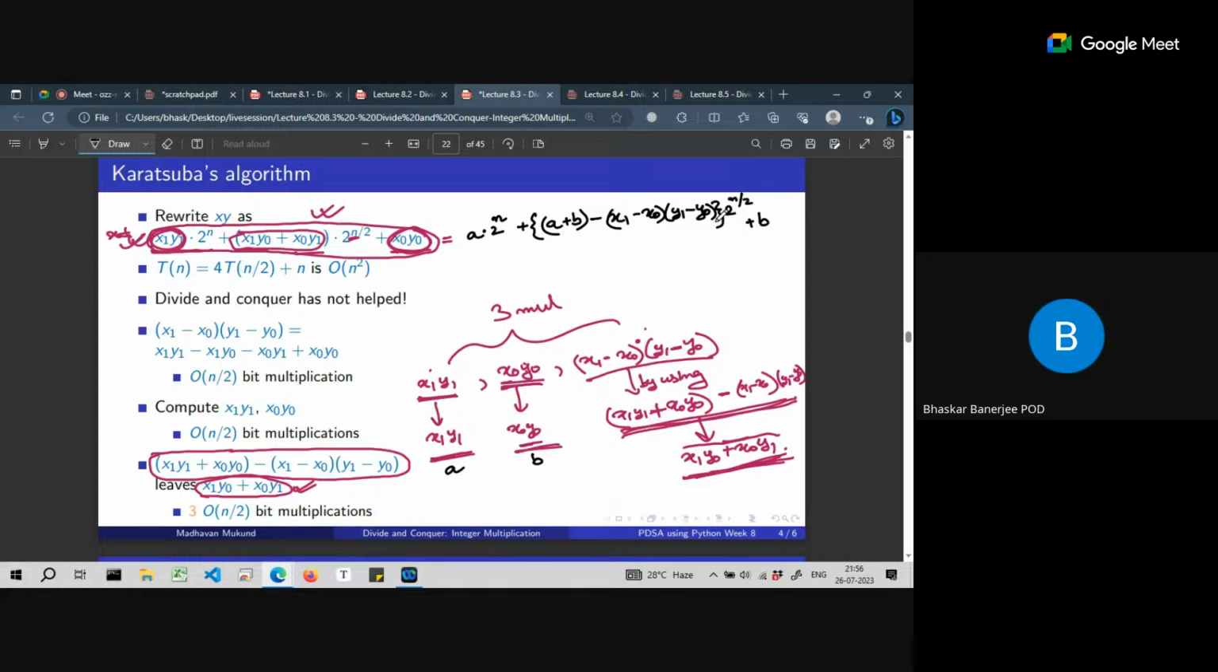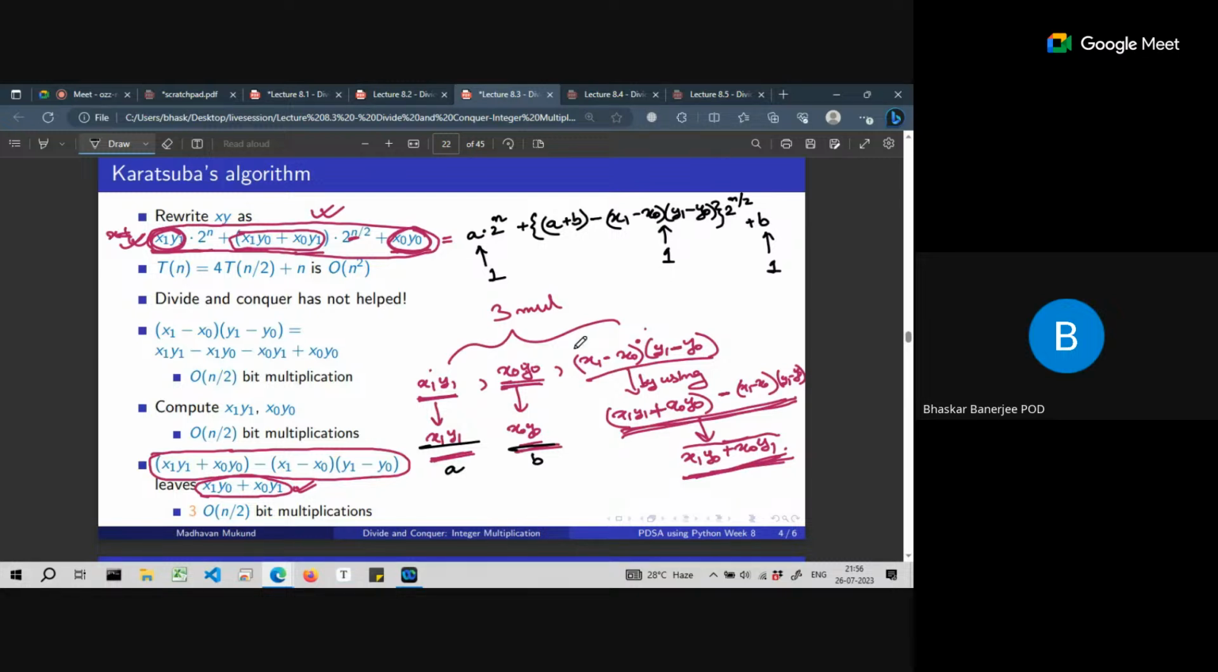Fine. That's your answer. Now you see how many multiplications there are? A and B are basically these multiplications, and only one multiplication here. So 3 multiplications, and you got the result x into y.